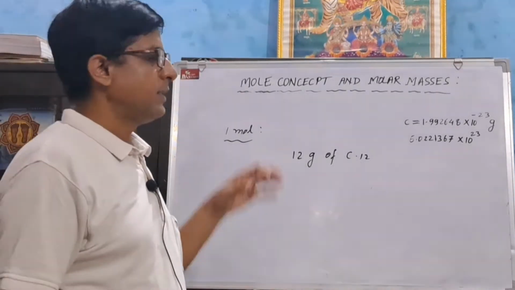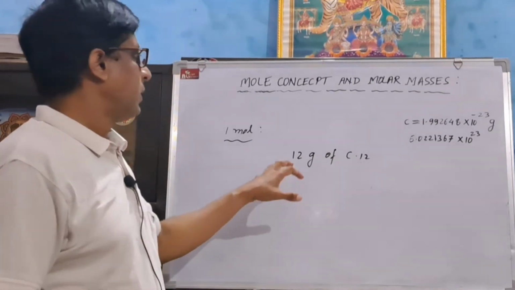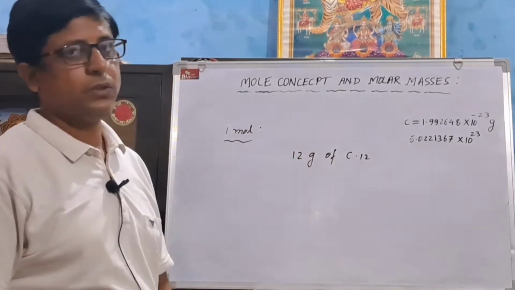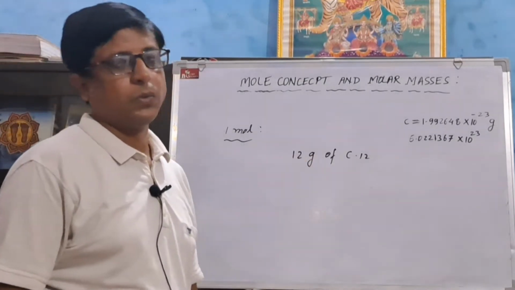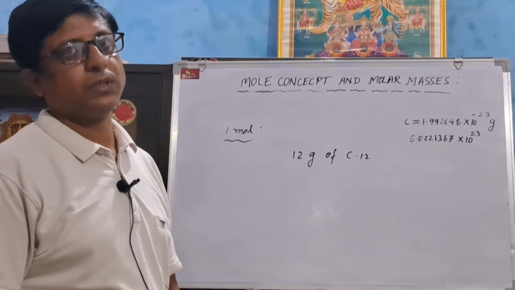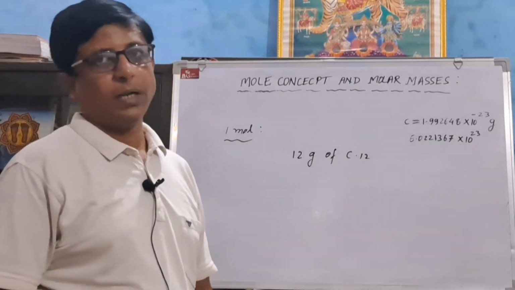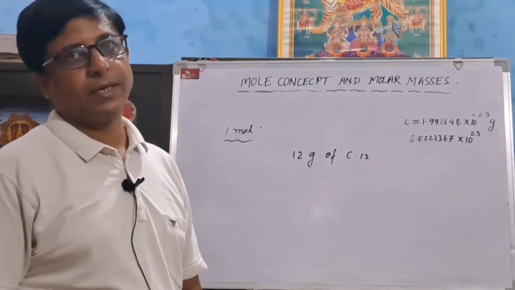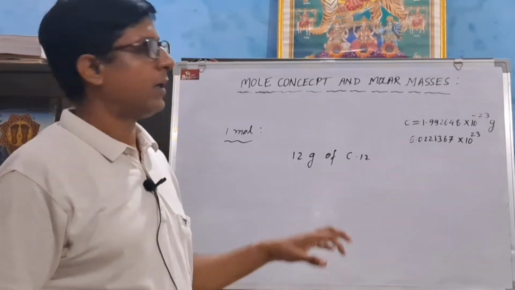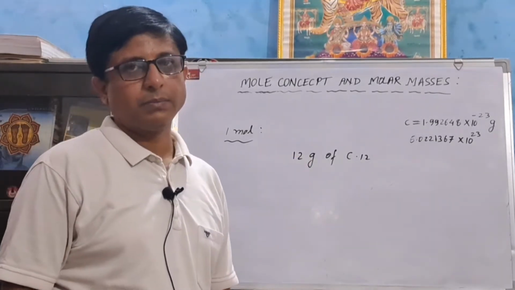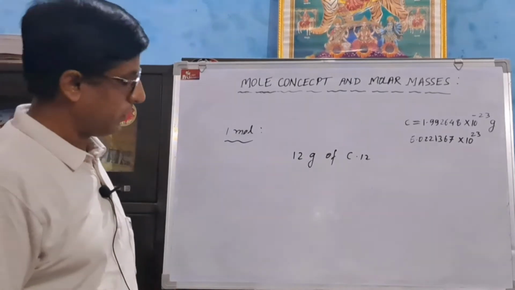If a substance has entities equal to the carbon atoms present in 12 gram of carbon, then it is known as 1 mole of the substance. So we can define 1 mole as the amount of substance that contains as many entities as there are carbon atoms present in 12 gram of carbon-12 isotope.